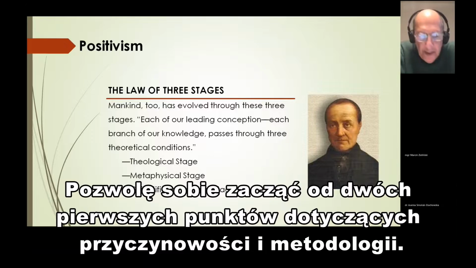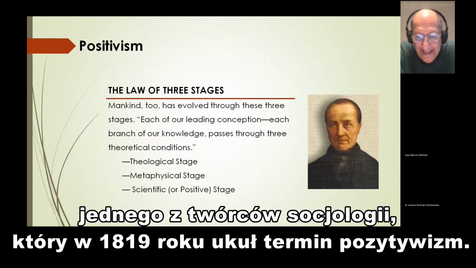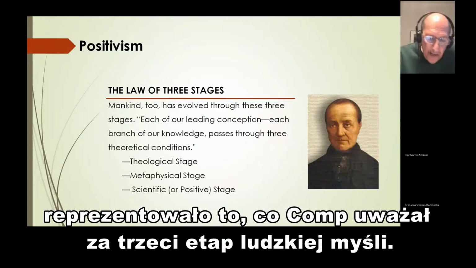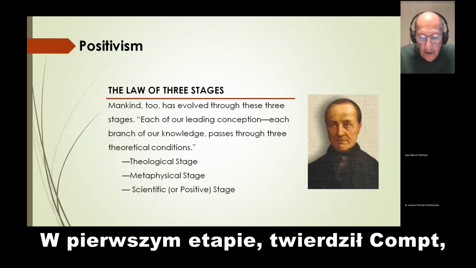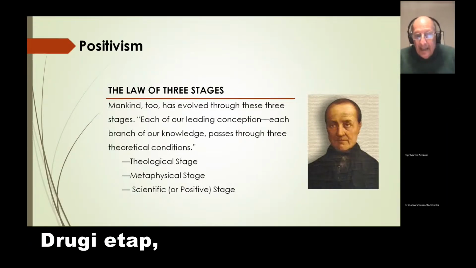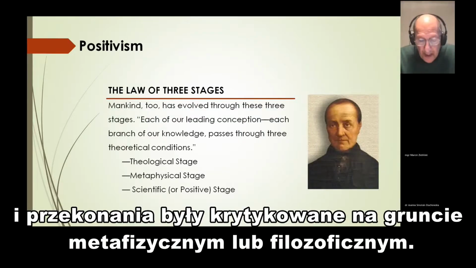So let me begin with the first 2 points about causality and methodology. Pictured here is Auguste Comte, one of the founders of sociology, who in 1819 coined the term positivism. Comte's so-called positive approach to society represented what Comte considered the third stage of human thought. In the first stage, Comte argued humans received their truths unthinkingly from religious authorities. The second stage, associated with the French Enlightenment, was an era in which existing social norms and beliefs were criticized on metaphysical or philosophical grounds.